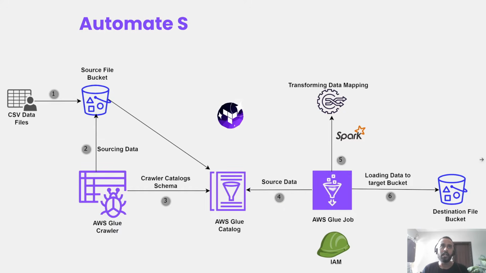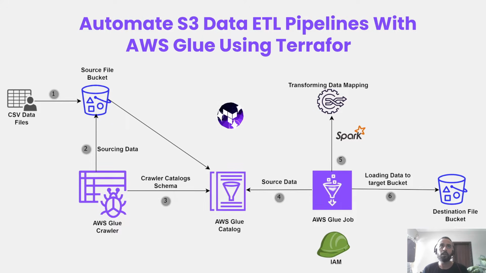So that is the overview of the AWS services that we are going to use. Now moving forward, let's understand what we are going to implement. We are going to automate an S3 data ETL pipeline with AWS Glue using Terraform. What is the journey that we are going to go ahead with? We would be storing one file in the S3 bucket. Once that file is stored, the Glue Crawler and Glue Job services will be created, and it will create a database to store the metadata of the S3 bucket CSV file, and the crawler will fetch the metadata and share it with the AWS Glue Catalog.